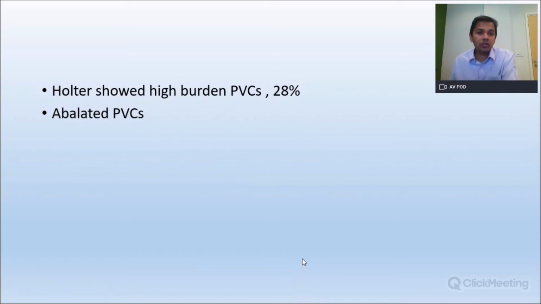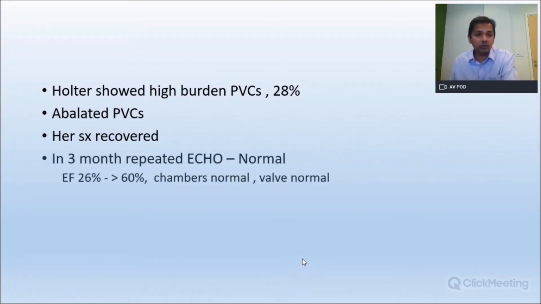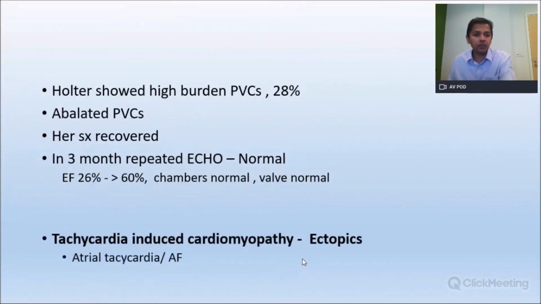So she underwent an ablation, ablated the PVCs, and symptoms recovered. After 3 months, we repeated the echo, and her echo was actually normal. From an ejection fraction of 26%, it went up to 60%. The chamber size normalized, the valve was normal, back to normal. She has been asymptomatic since then. So this is an example of a tachycardia-induced cardiomyopathy.